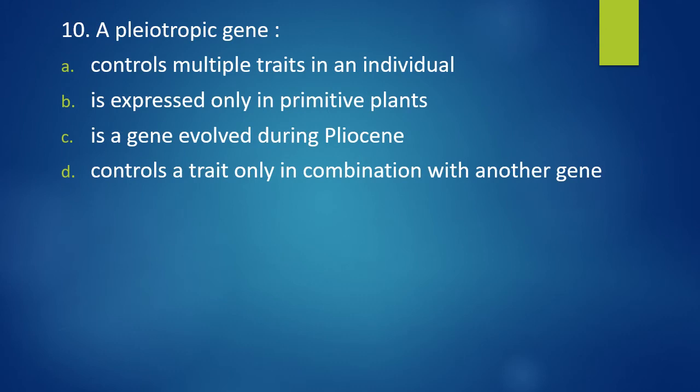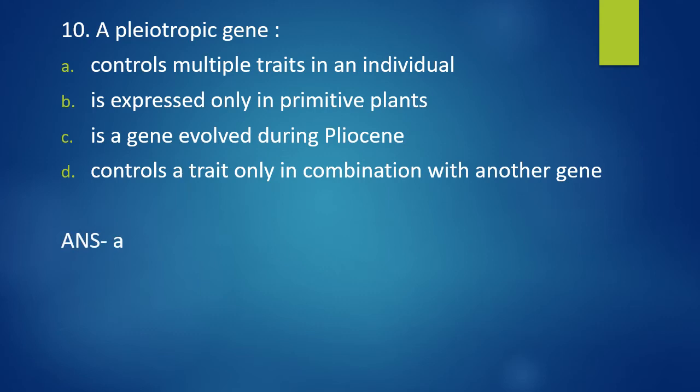Question number 10. A pleiotropic gene controls multiple traits in an individual, is expressed only in primitive plants, is a gene evolved during Pliocene, or controls a trait only in combination with another gene. A pleiotropic gene is. So the correct answer is option A. It controls multiple traits in an individual.